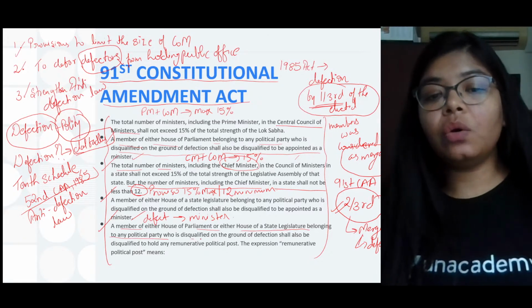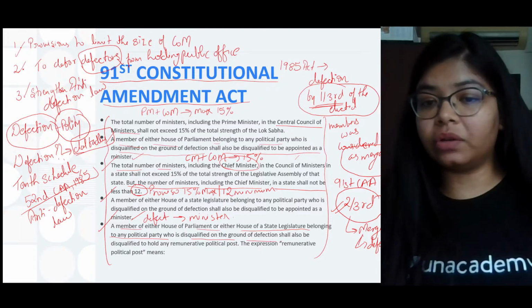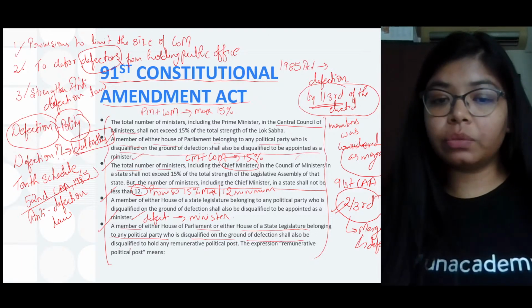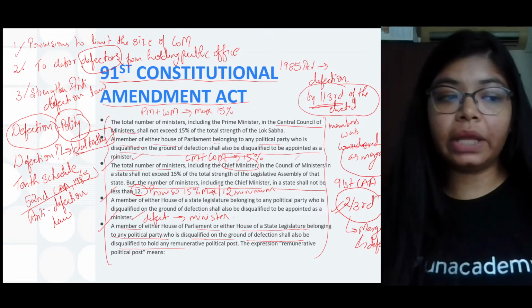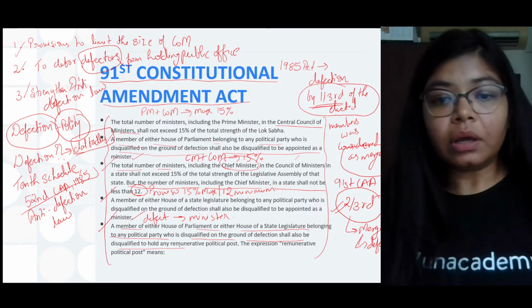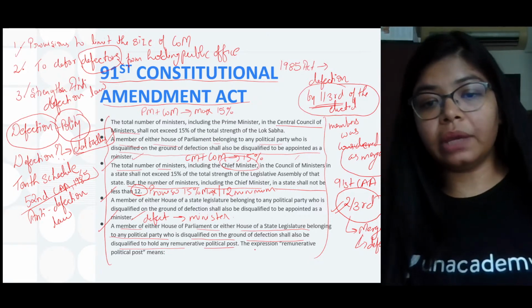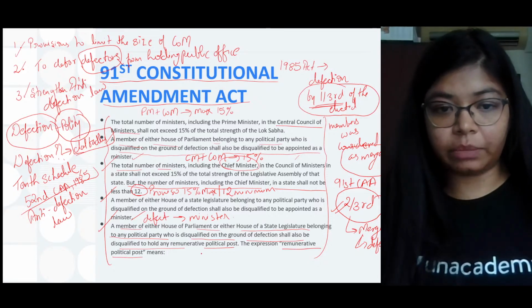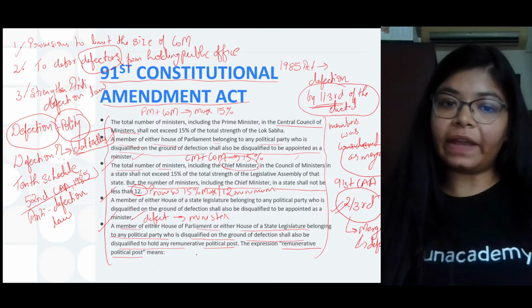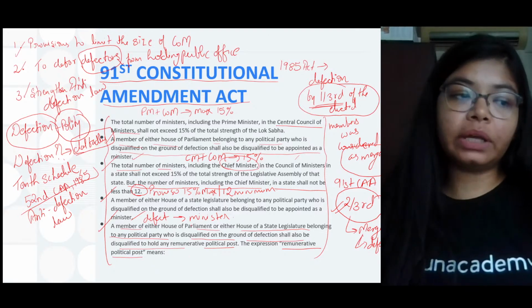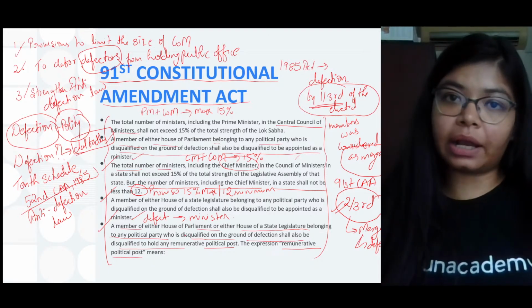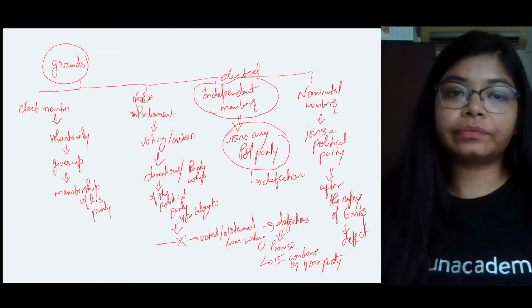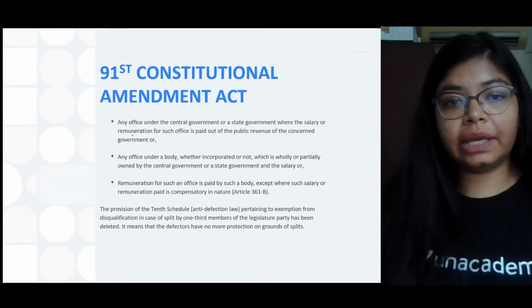उसके बाद a member of either house of parliament or either house of a state legislature belonging to any political party who is disqualified on the ground of defection shall also be disqualified to hold any remunerative political post. Okay, remunerative political post. Fine. मतलब कि you can't hold a remunerative political post अगर आप डिफेक्ट हो गए हैं तो. ठीक है.